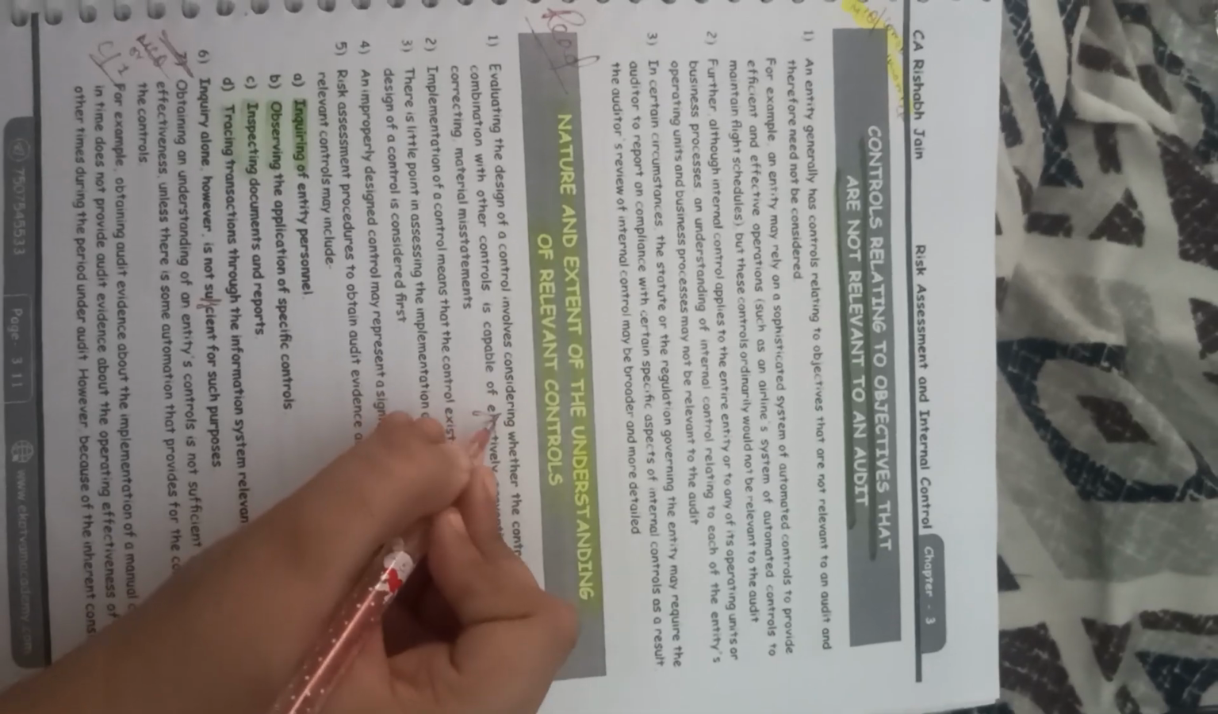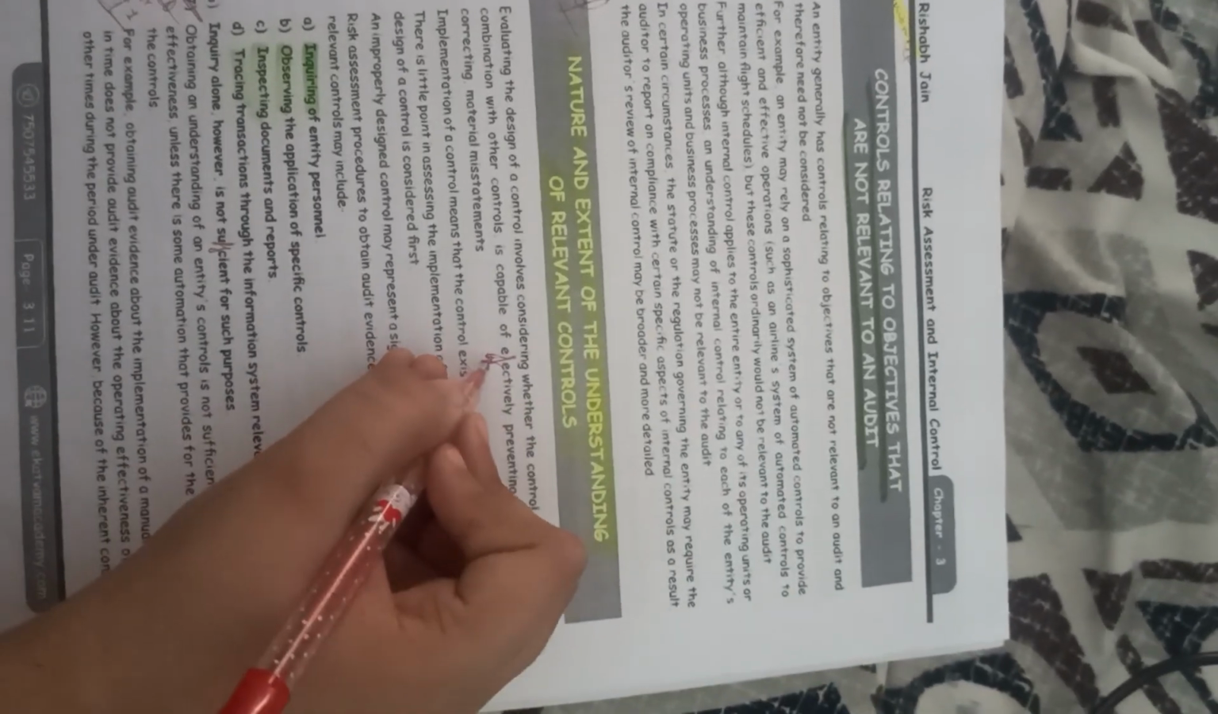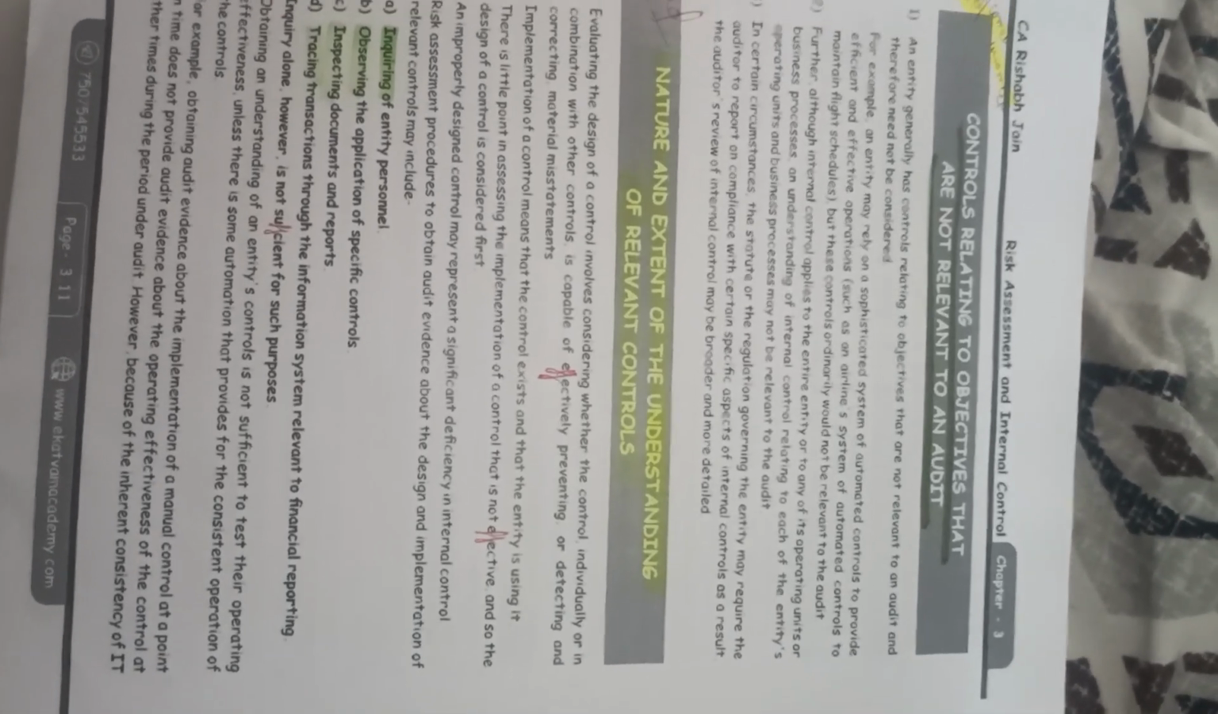Now, evaluating the design of control involves considering whether the control individually or in combination with other controls is capable of effectively preventing or detecting and correcting material misstatements. First it will prevent, and then it will detect, and then it will correct. Implementation of a control means that control exists and that entity is using it. There is little point in assessing the implementation of a control that is not effective, and so the design of a control is considered first.